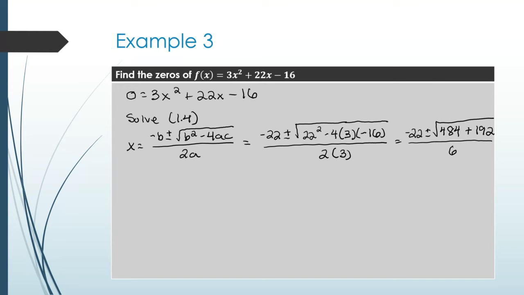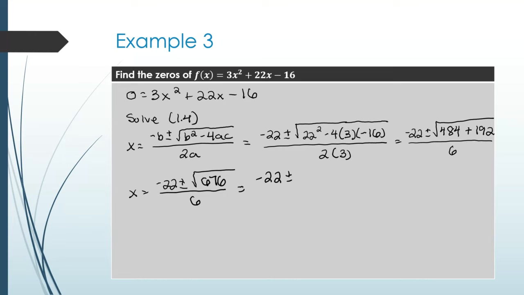So now I'm going to move to the next line. I have negative 22 plus or minus, and then inside my square root I'm going to add 484 plus 192. That's 676, and then I'm dividing by 6. So now I'm going to see, if I take the square root of 676, do I get a whole number? If I don't, then I need to simplify the radical there. But if I do, then that's great. And 676, actually, you can take the square root of that, and that gives you 26.